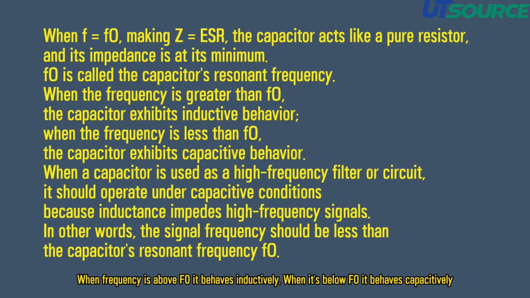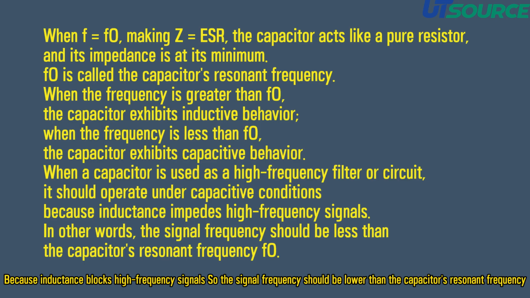When frequency is above F0, it behaves inductively. When it's below F0, it behaves capacitively. For filtering or return path purposes, we want it operating in the capacitive region. Because inductance blocks high-frequency signals, so the signal frequency should be lower than the capacitor's resonant frequency.